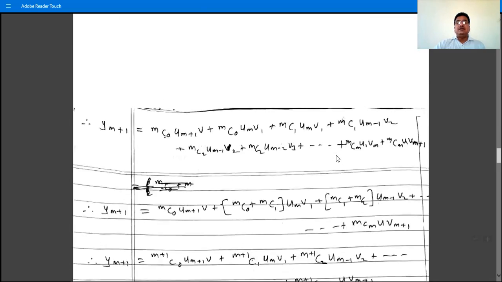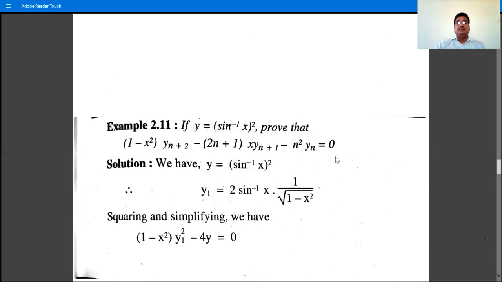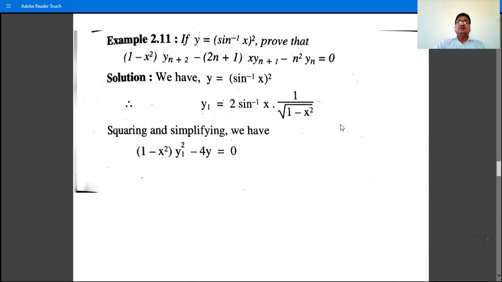Now we'll see the problems on the Leibniz theorem. The first problem, problems are also important. If y is (sin inverse x) whole square, then prove that (1 minus x square) y(n+2) minus (2n plus 1) x y(n+1) minus n square yn is equal to 0.